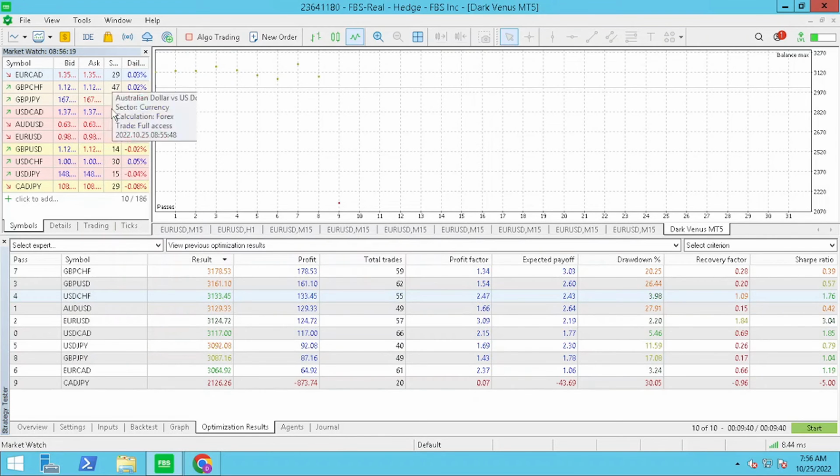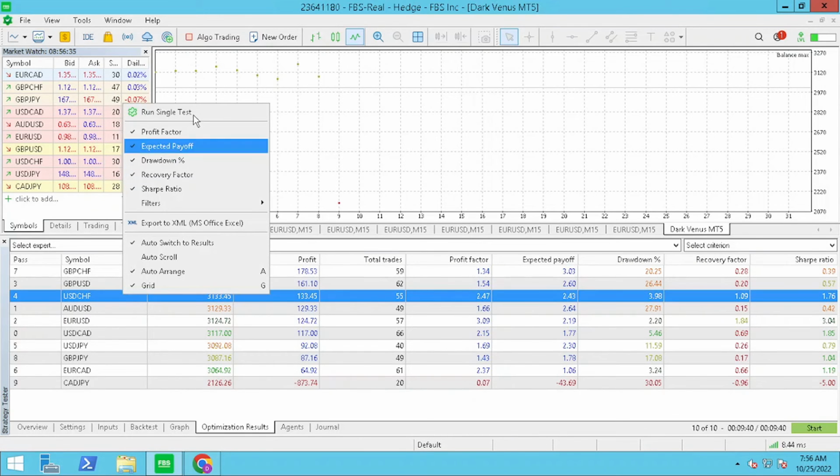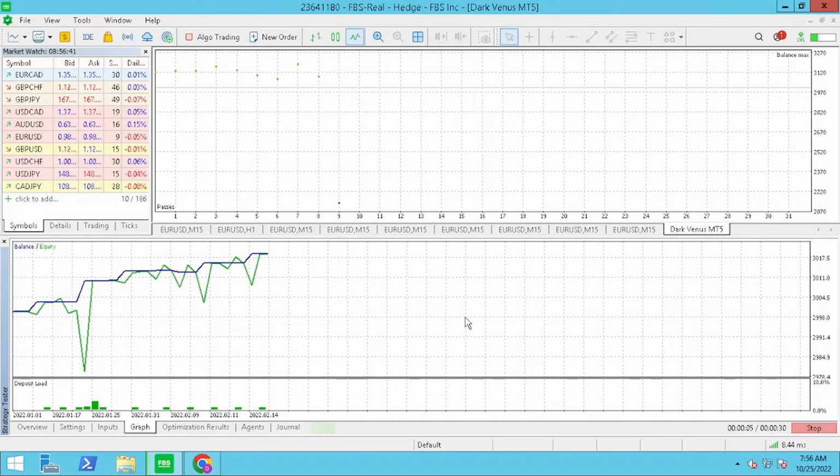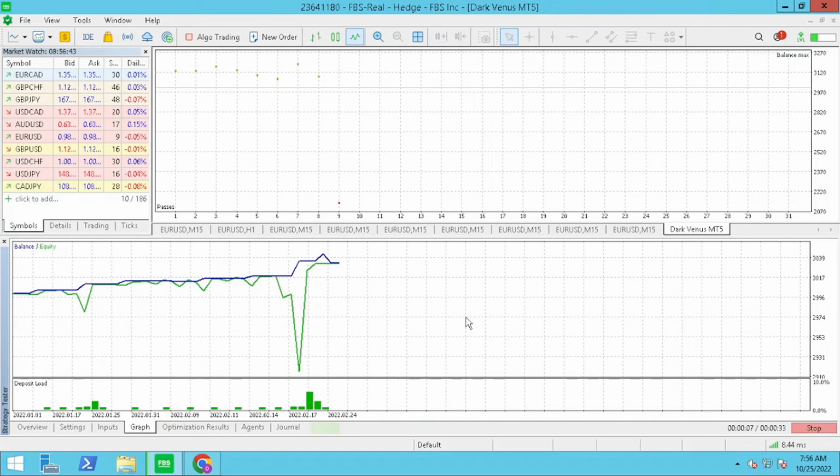When selecting your symbols to trade, always add the spread column so that it will give you an idea of what adjustments you need to make for your set file to trade it against that specific security. You can do it for other precious metals, indices, even crypto. So now we're going to do a single test on the dollar franc. Let's take a look at the graph.